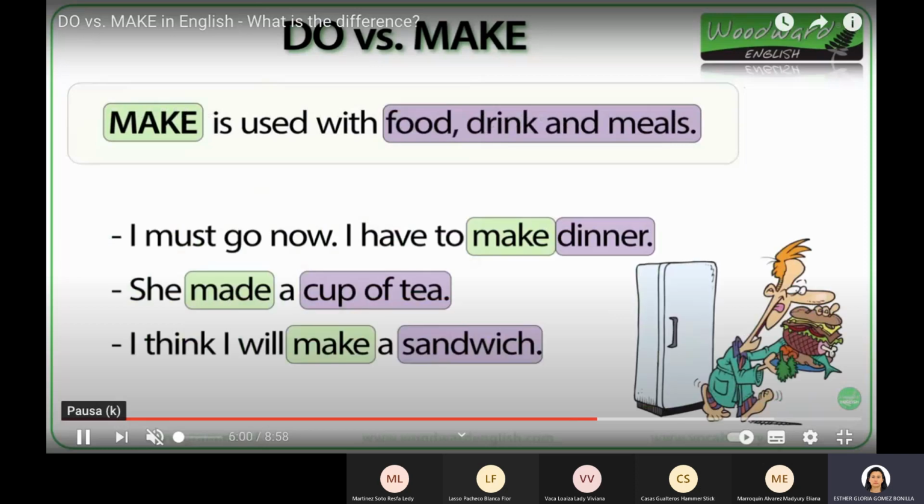And make is used with food, drink, and meals. For example, you say, I must go now. I have to make dinner, to make breakfast, make lunch, or make a cup of tea. Refers to drinks. She made a cup of tea, or she made a coffee. I think I will make a sandwich. Refers to meals. Make a cake. I am going to make a cake for my mom's birthday. Or make a sandwich, make a hamburger, make hot dogs, make a muffin, or all that refers to food, drinks, and meals, you use make. Make is with food and drinks, not do.